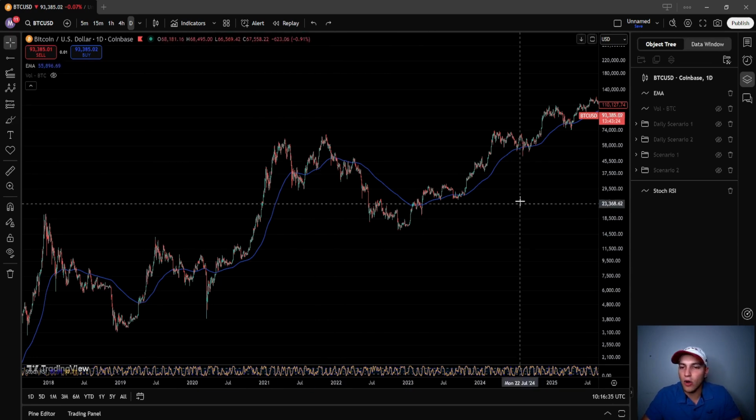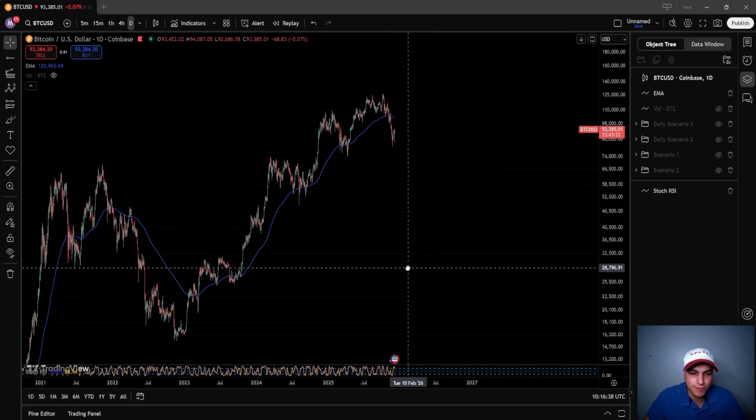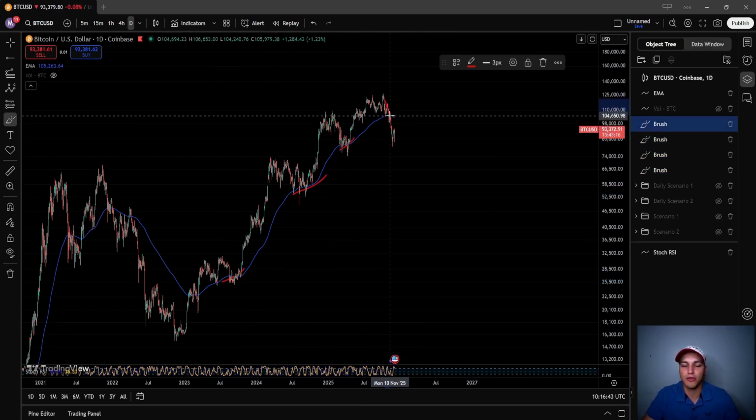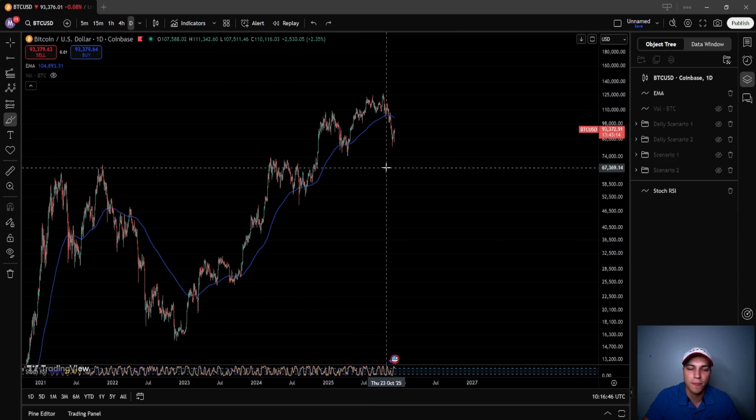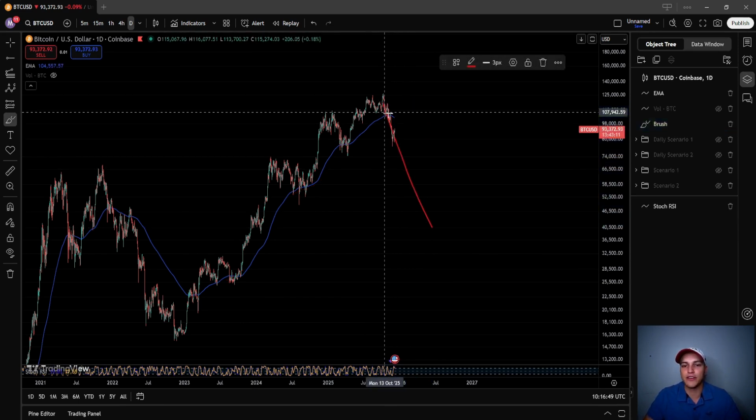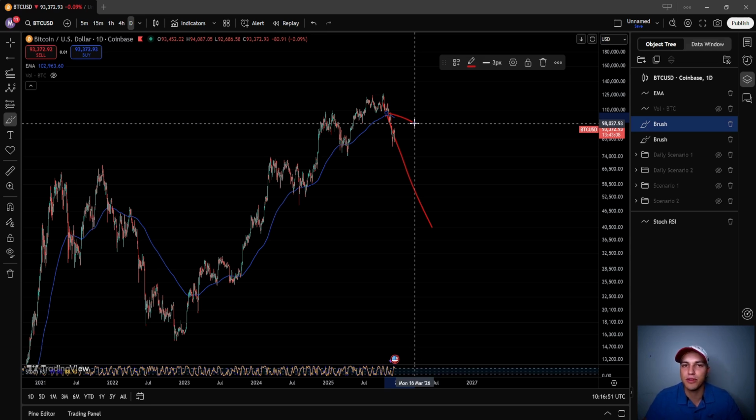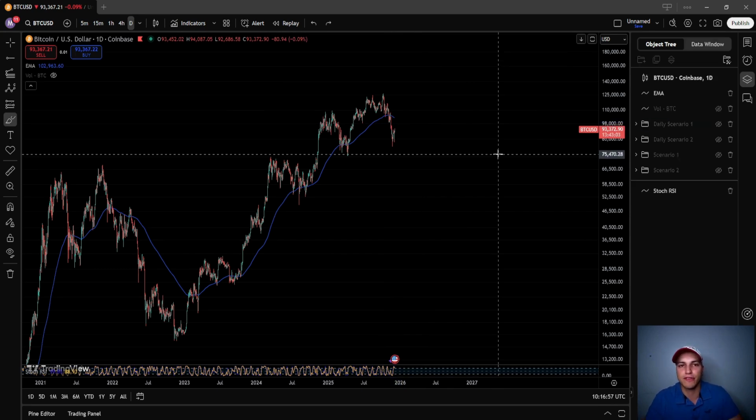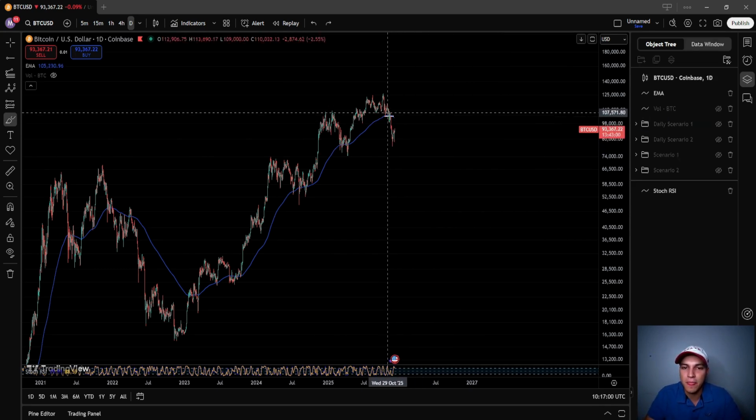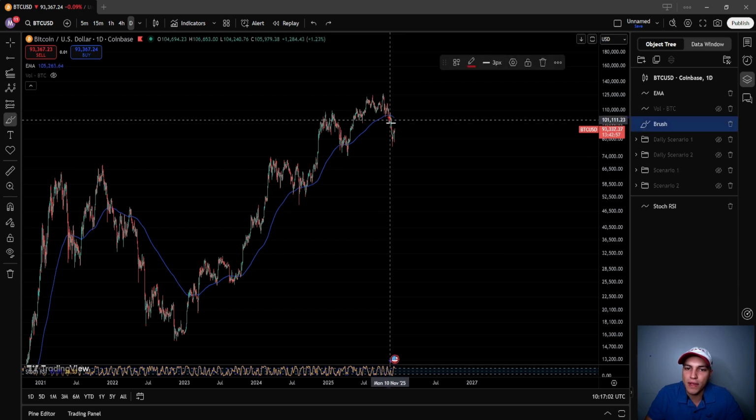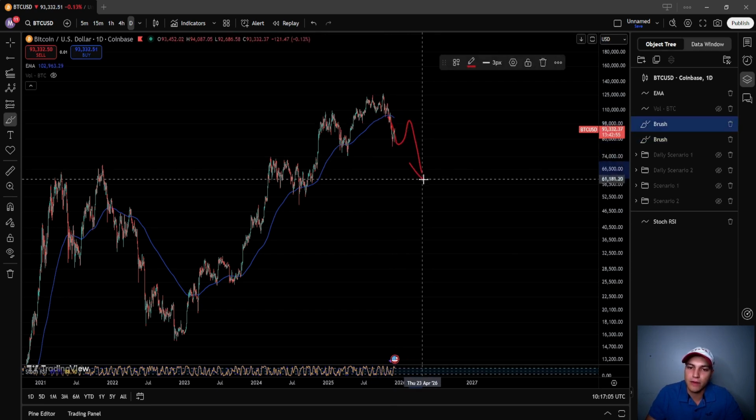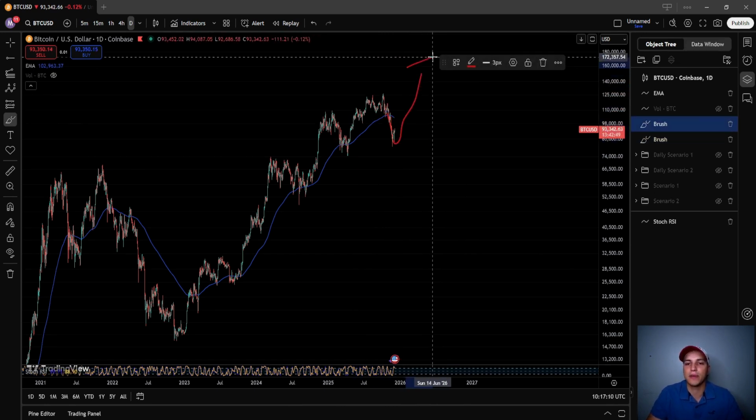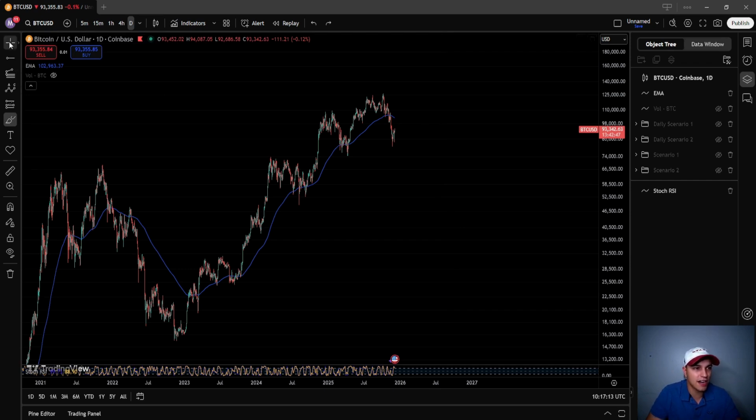So how are we going to look at this now? At the moment, we've used it as support multiple times, but we have now broken through it. There are only two options. We either go straight down and don't touch this EMA band, which is unlikely. In previous bear markets, we have seen at least a retest of the 250 exponential moving average band. Then we touch and go lower. Or, like some previous times, we come here, break straight through and go to all-time highs. That's the two options.